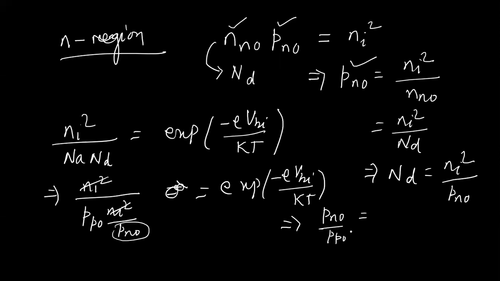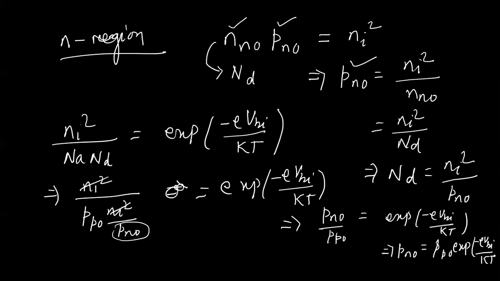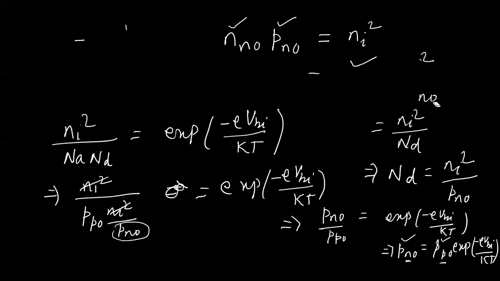One more step you can do: exponential of minus eVbi by kT you got, and then you can just open it, like you can write Pn0 is equal to Pp0 times e to the power minus eVbi by kT. So these two things we got. Pn0 gives you the minority hole concentration in the N region, related to the majority hole concentration in the P region. So this is how they are related. These two equations are what we finally got, and that was our objective. Let me just write what we got for the N region and for the P region.